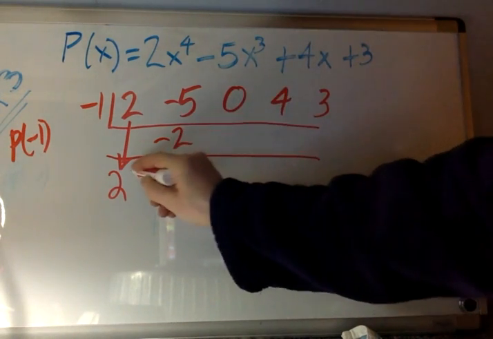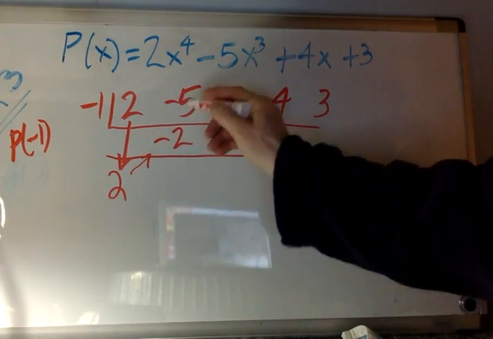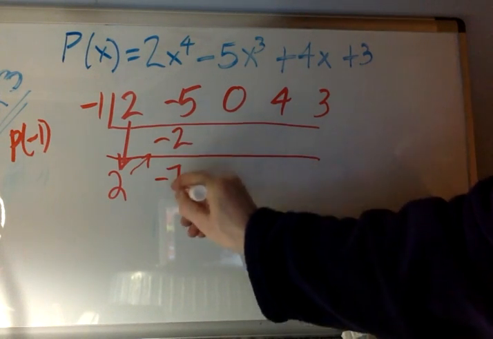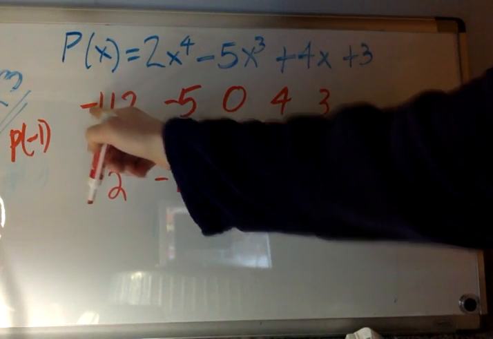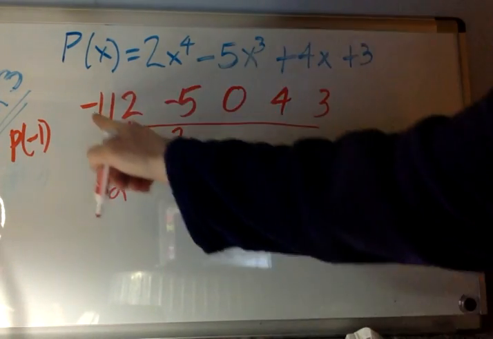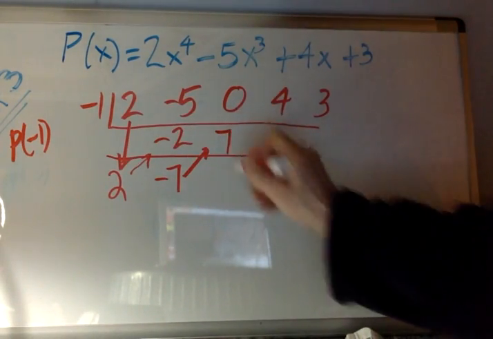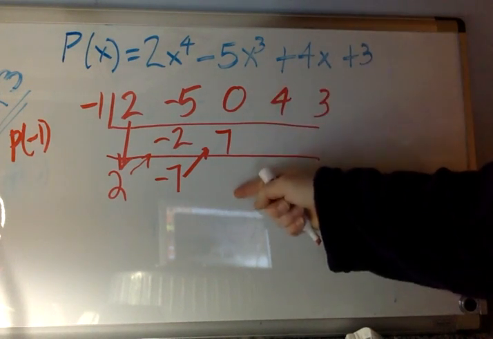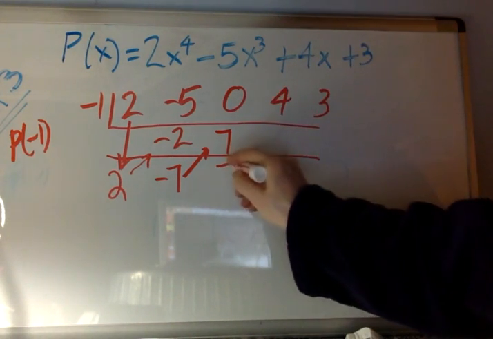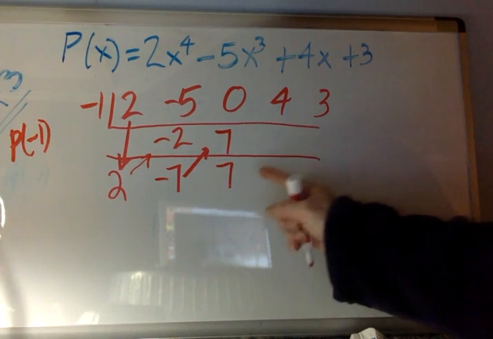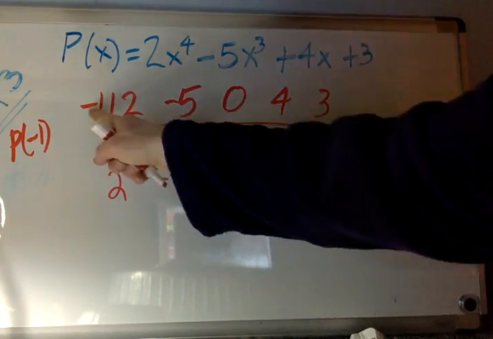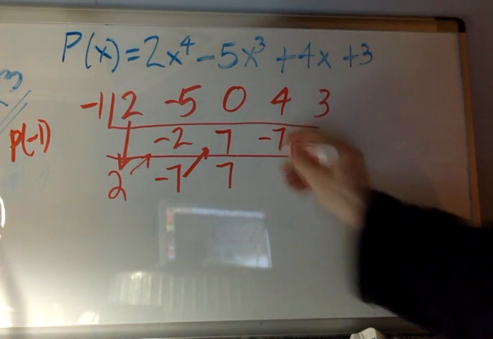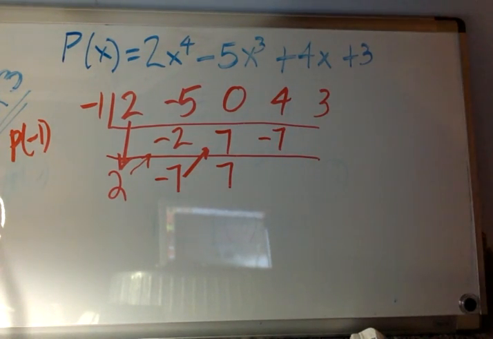Negative 5 plus negative 2 is negative 7. And now I take this number and multiply it by negative 1. Negative 7 times negative 1 is positive 7. Add on the way down, 0 plus 7 is 7. Take this number now and multiply it by negative 1. 7 times negative 1 is negative 7. Place it under the next coefficient.